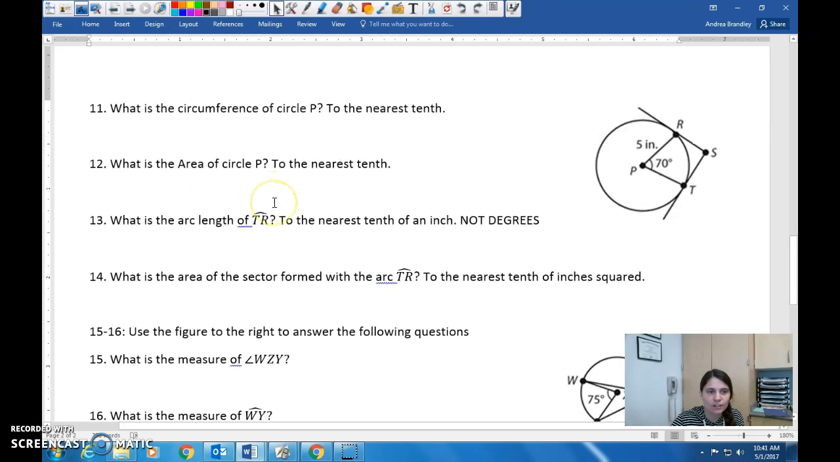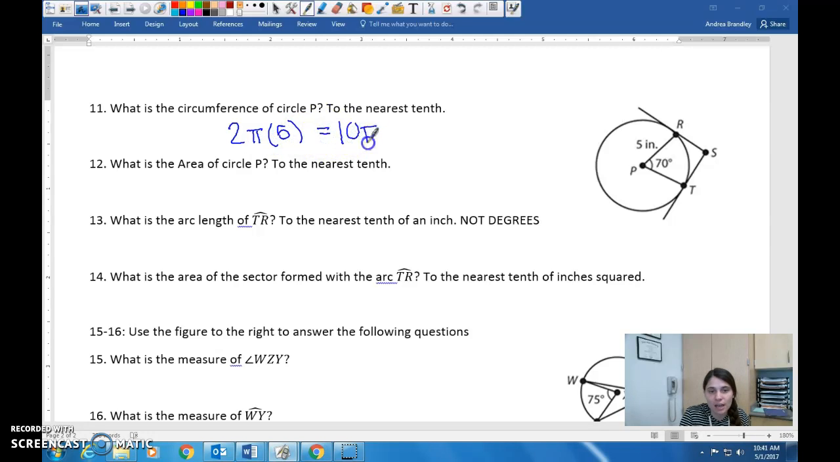So now it's asking for the circumference of circle P. Well, all we need for circumference is the radius, which is 5. So I'm going to do 2 times pi times the radius of 5, which simplifies to 10 pi, or if I do 10 times pi in my calculator, 10 times 3.14 is 31.4, and this is inches.